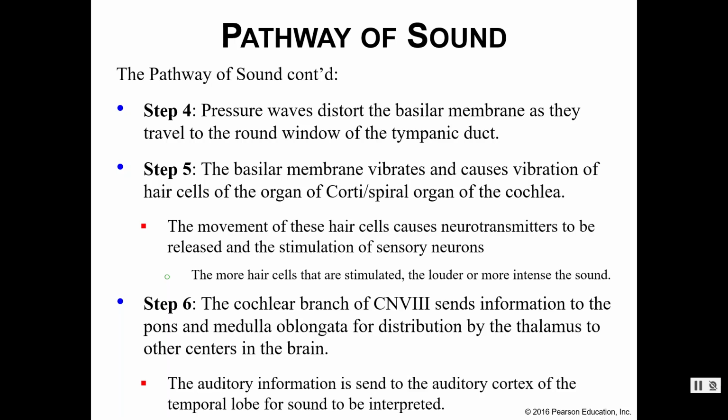That sends information to the pons and medulla for distribution by your thalamus. Okay, so we're basically moving through the pons and the medulla. We're going to go up to the thalamus. Remember, your thalamus is your relay station. So your thalamus says, oh, these are sound signals. And so your thalamus is like, oh, these need to go to the auditory cortex in the temporal lobe. So finally, we make it to the temporal lobe and we can process that information.